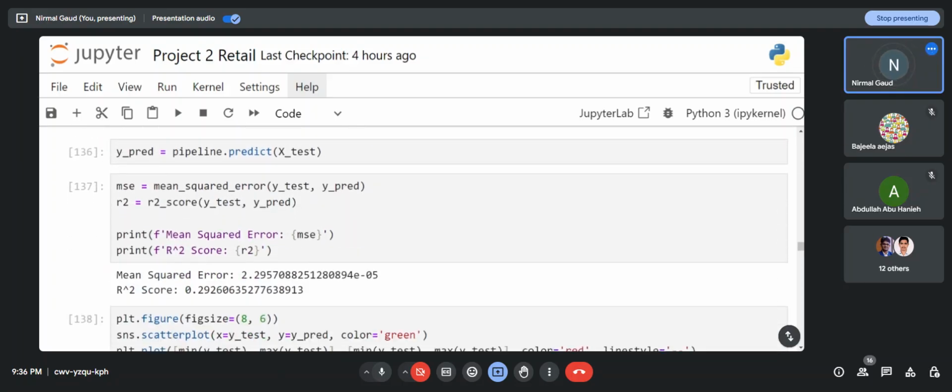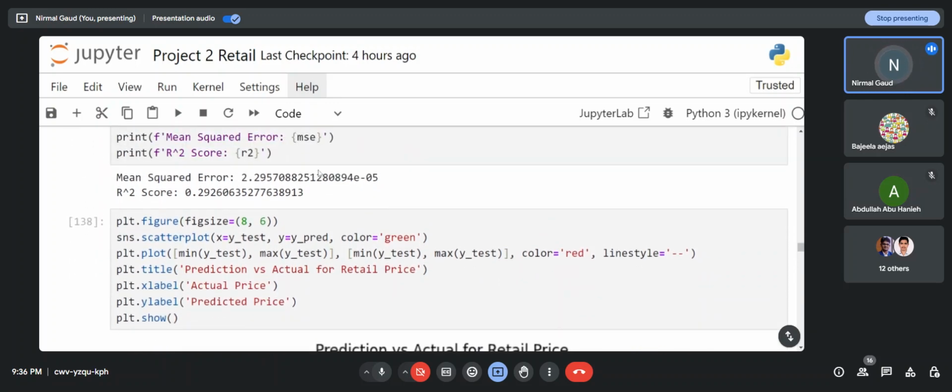If the error is less, that means points are closer to the line. That's what we have achieved. You can see the error in the case of linear regression: we got 2.29 times 10 to the power minus 5. It's a very small error. That means the points are near the line and the predictions are closer to the actual ones. However, they are not exactly on the line, so we have 30% variance explained. The points are distributed nearby, so we have very little error, but not such a high R2 score. But still, we'll say that the model is good.